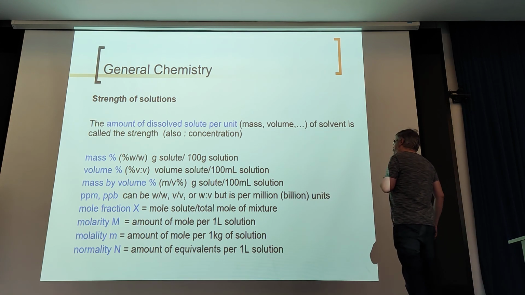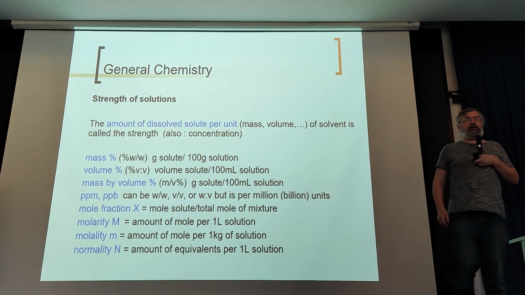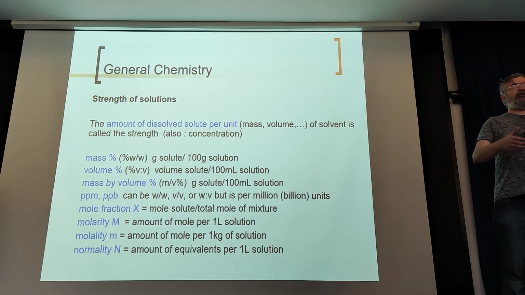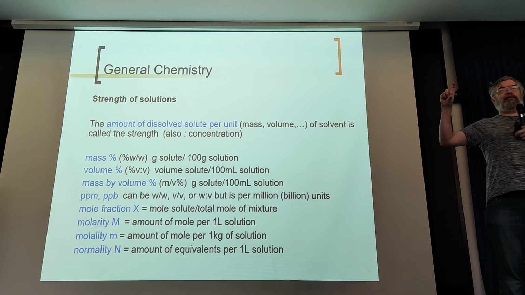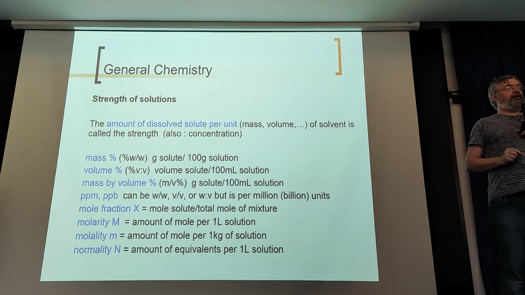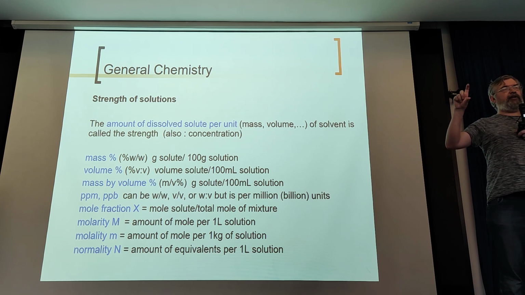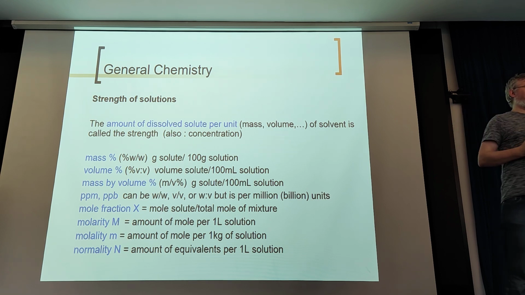Another way of expressing is volume percent. This is used, for instance, to express how much alcohol there is in a certain drink. So if you look at a beer can, you will see it's 5%, or maybe 4.8 or 5.3%. So that means if you have 100 milliliters of beer, that's going to be 5 milliliters of pure alcohol. If it's a Belgian beer, it's 10%. Belgian beer is very strong.